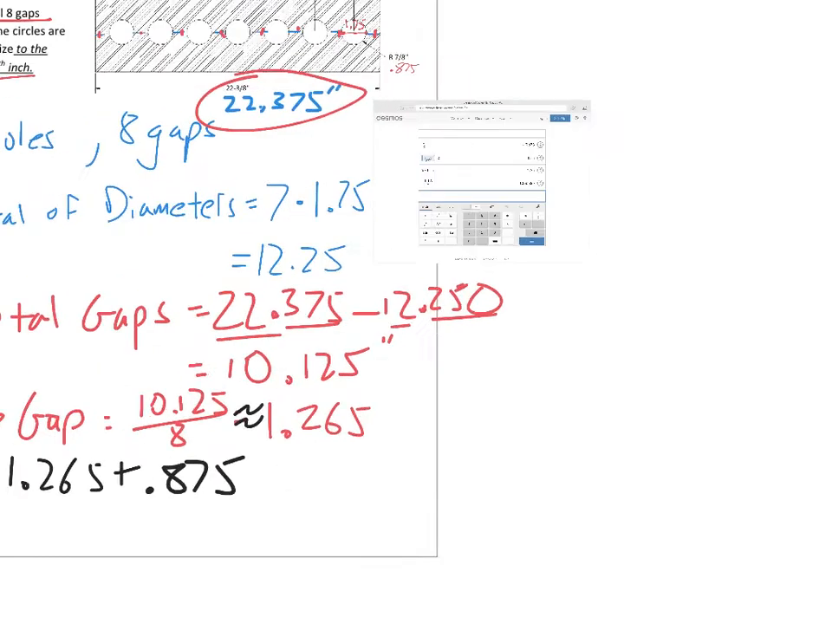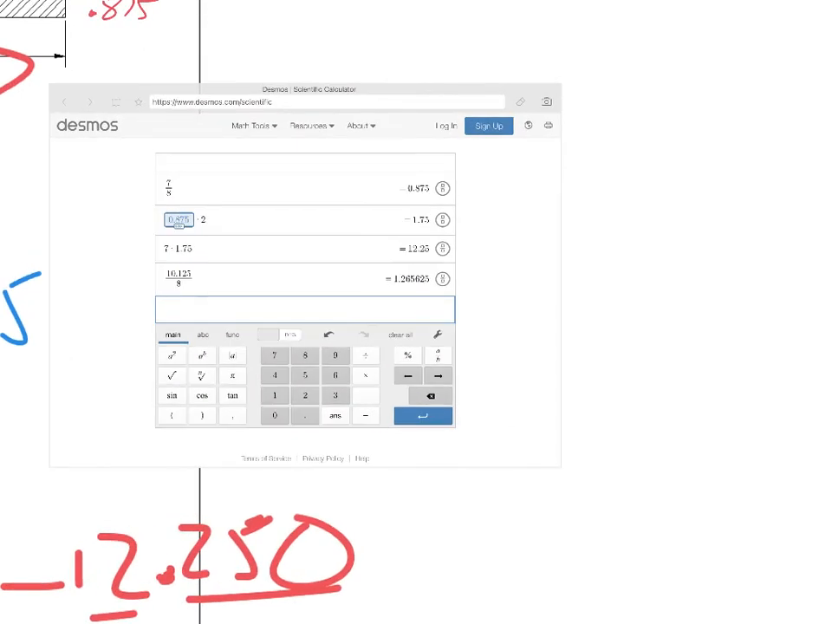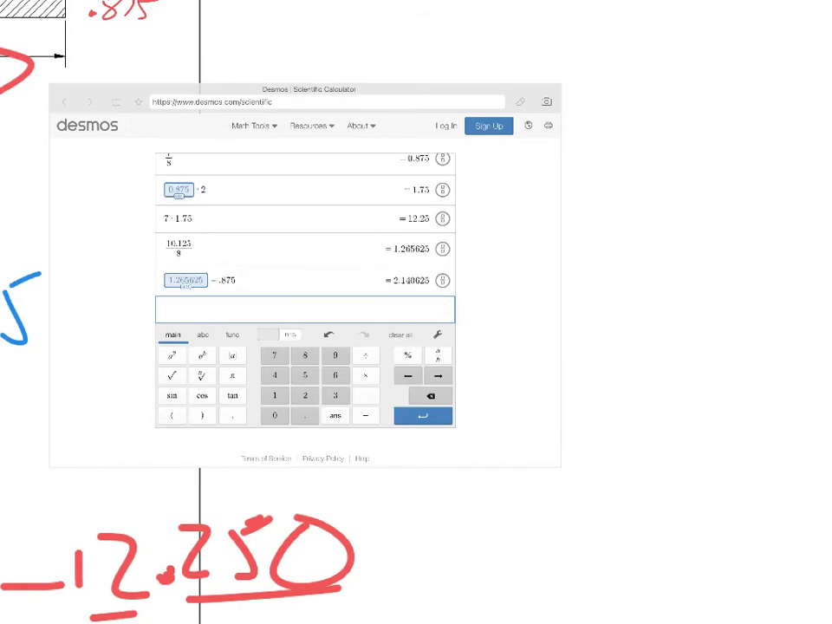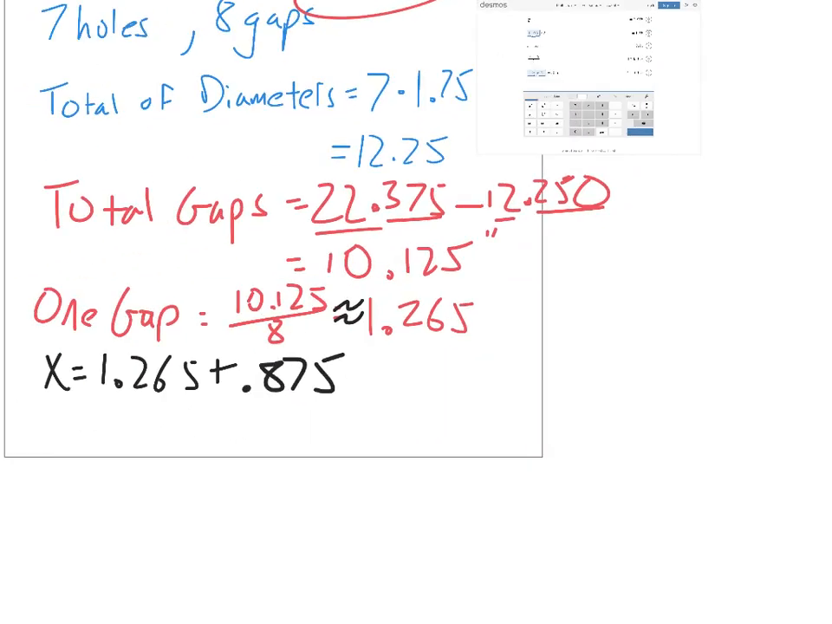So I'm going to go to the calculator, and I still have that gap in my calculator. I want to use that whole thing, not what I wrote down, because what I wrote down is not exactly right. And I'm going to add 0.875 to that. And I get 2.140625. So I get 2 inches and change. Well, that's going to be 2 whole inches.